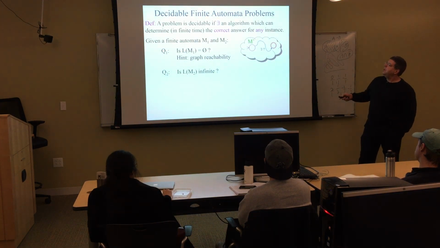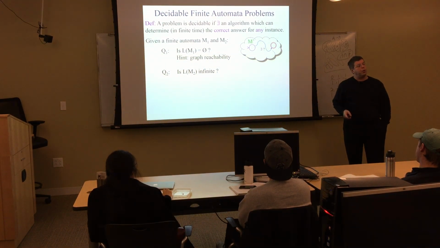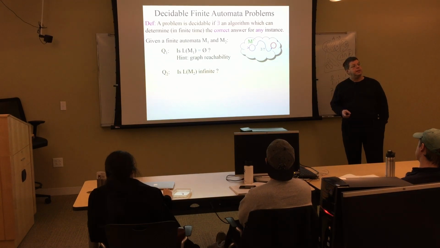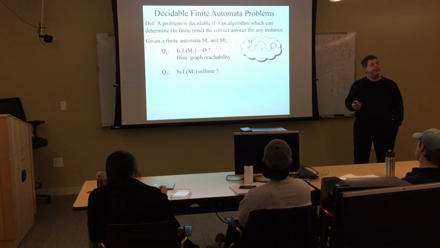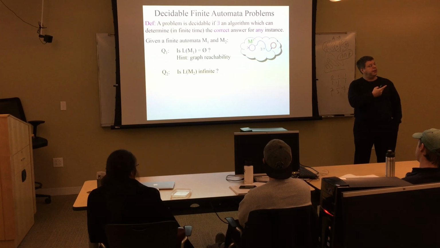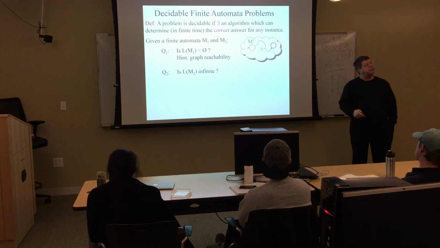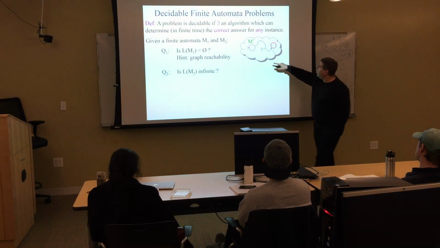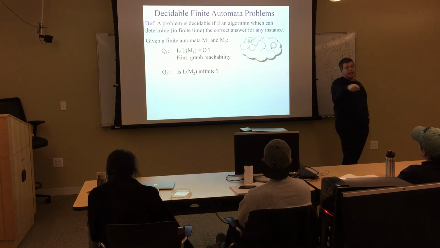All right, if I ask you, is the language of a finite automaton infinite? Does it accept an infinite number of strings, or only a finite number of strings? How can you determine that? Check for a cycle. So if there's a cycle in there, but is a cycle enough? Let's say this finite automaton has some cycle in it somewhere. The cycle has to be reachable.